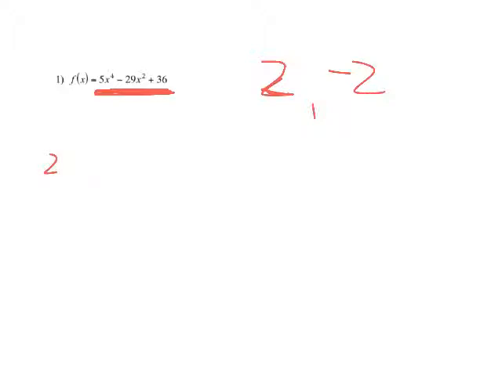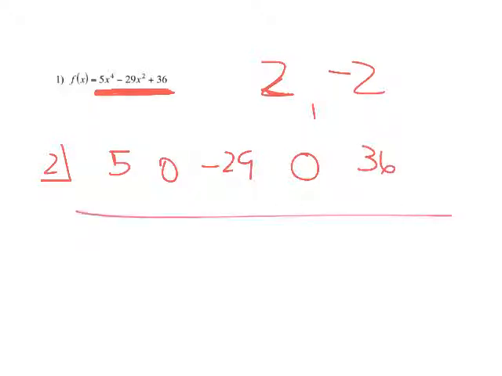So I'm going to start with the positive 2 first, and remember, you are going to say, all right, 5x to the fourth, you have 0x cubed minus 29x squared plus 0x plus 36. Don't forget your placeholders. You absolutely have to have that. Remember when you are doing synthetic division, this number, no matter what it is, always just comes straight down here. So you got a 5 there.